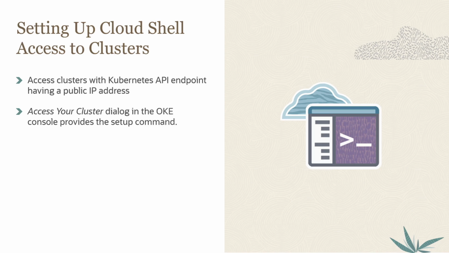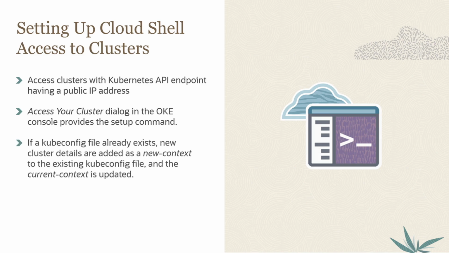You must navigate to the OKE console and click on the Access Cluster button. A helpful Access Your Cluster dialog box will pop up, providing you with the precise command to establish a connection with your cluster. Pay attention to the details. If you already have a kubeconfig file in the location you specify, fear not. The information about your cluster will be appended as a new context to the existing kubeconfig file. The current-context element will point to this fresh addition.